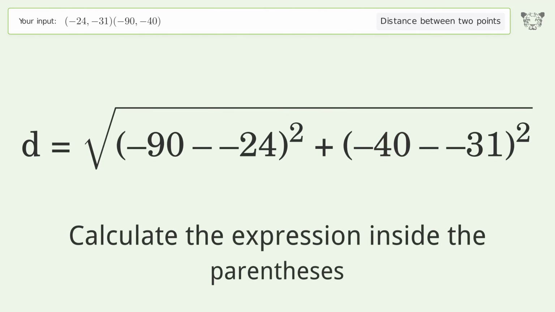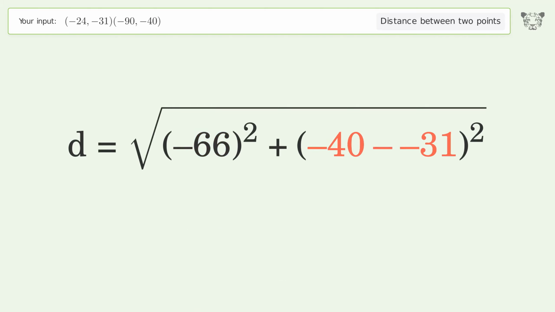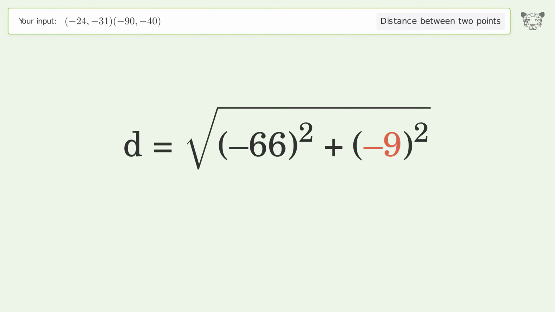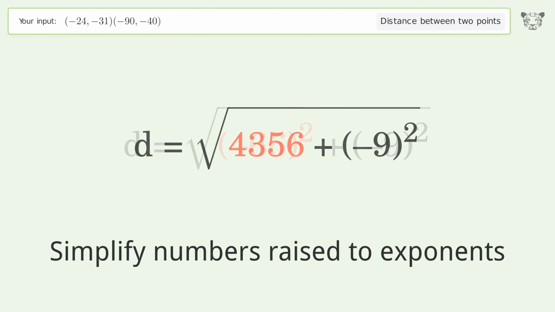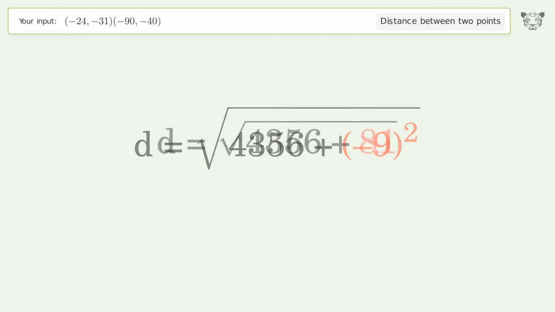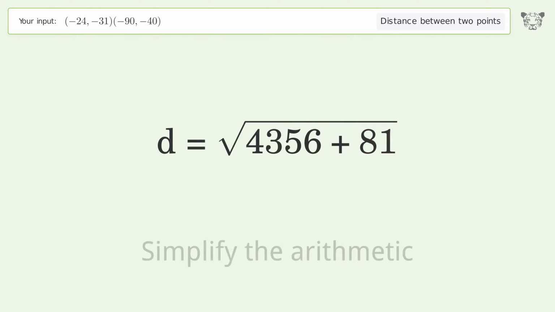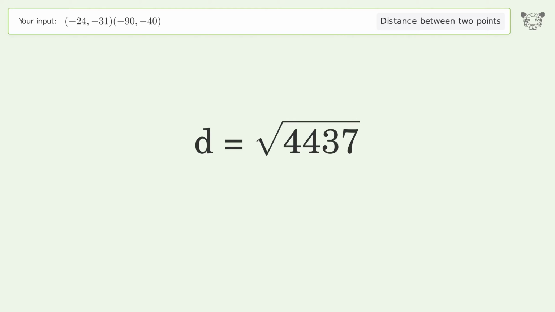Calculate the expression inside the parentheses. Simplify numbers raised to exponents. Simplify the arithmetic. And so the distance between the 2 points is the square root of 4,437, or 66.611.